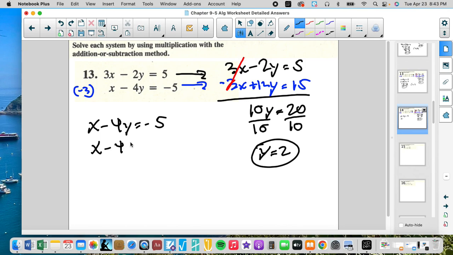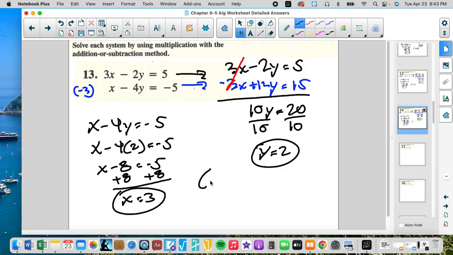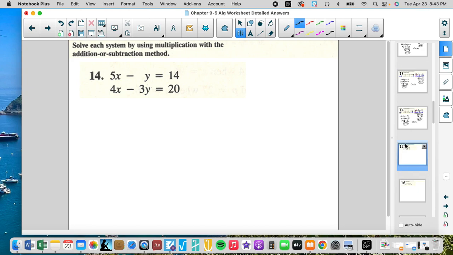x minus 4y equals negative 5. x minus 4 times 2 equals negative 5. x minus 8 equals negative 5. Add 8, add 8. x equals 3. 3 comma 2. Again, I'm going to multiply the top by negative 3. That produces negative 15x plus 3y equals negative 42.